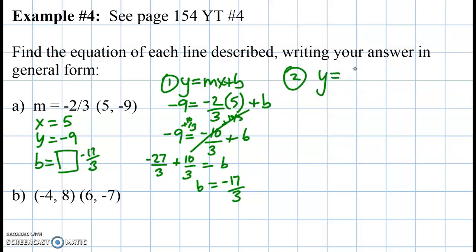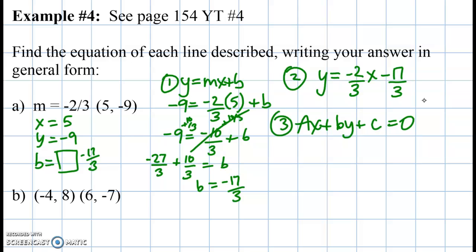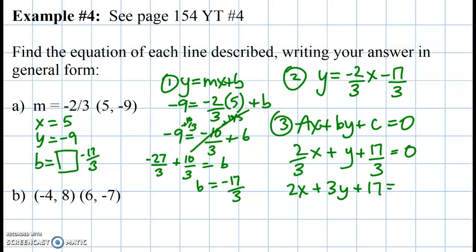So once we know b is -17/3, we can plug that into our equation. So we know that y equals mx plus b. And now we need it in general form. We know that general form is ax plus by plus c equals 0. So we bring everything to one side, and we'll have positive 2/3x plus 1y plus 17/3 equals 0. Then we multiply everything by 3 because we're not supposed to have fractions. So if we multiply everything by 3, there's our answer in general form.